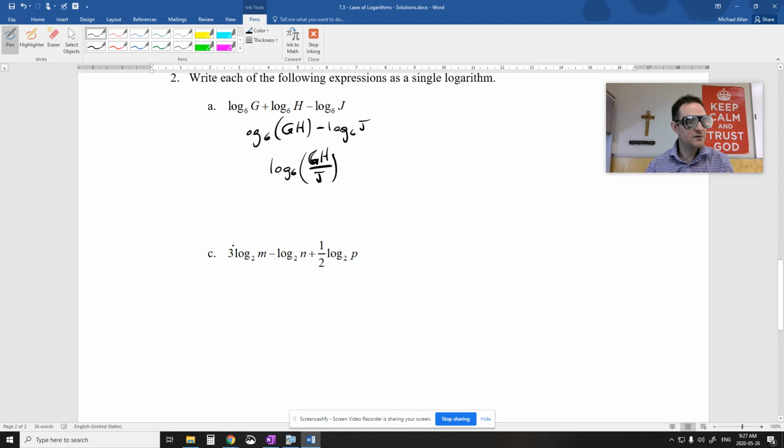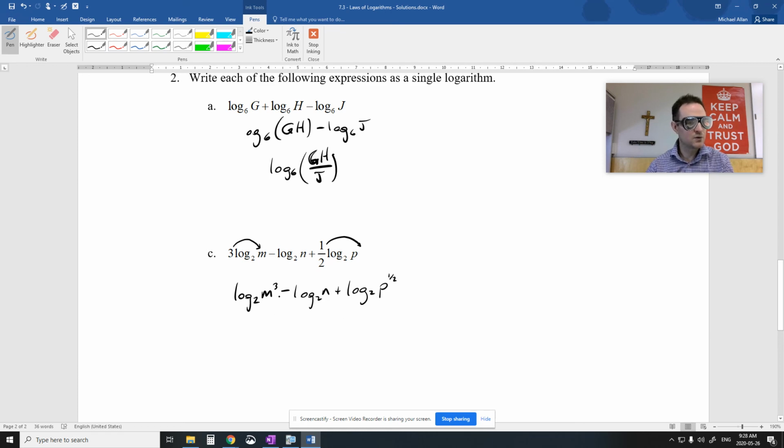Here I got a 3 in the front, so I'm going to move that 3 and make that an exponent. I'm going to do the same thing with the half here. So I'm going to start off by doing that first. I'm going to write them out. Okay, and then I got this one. This one doesn't have any exponents. And this one I can put as an exponent. It's p to the half.